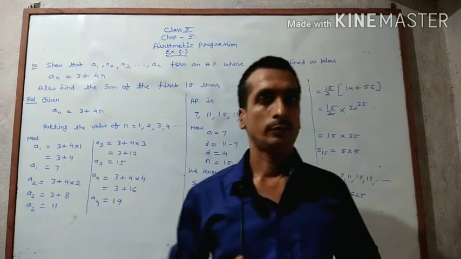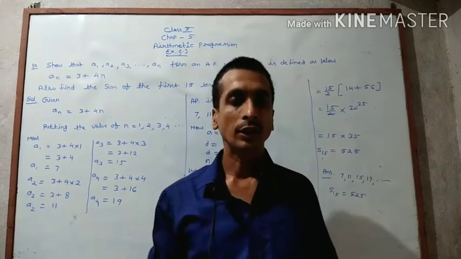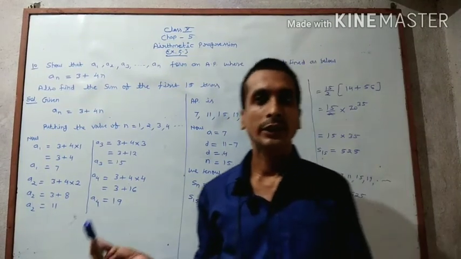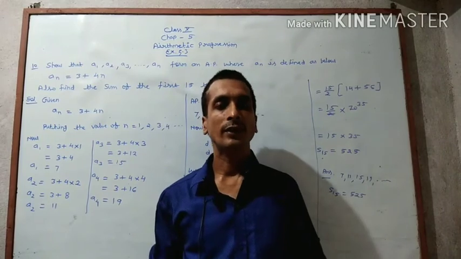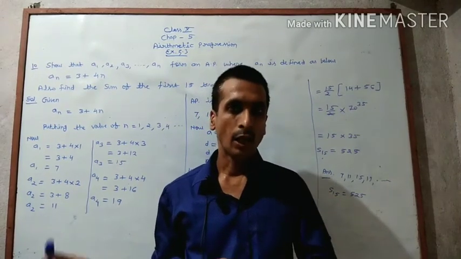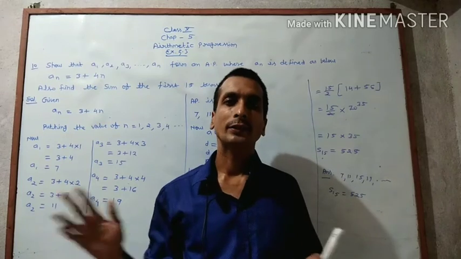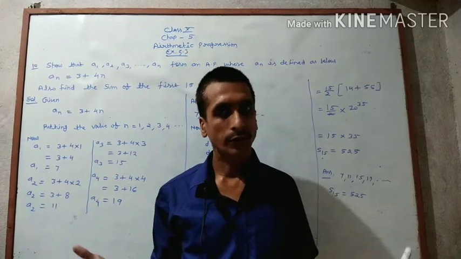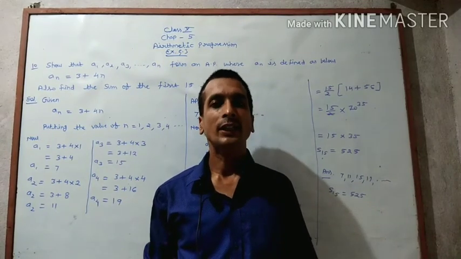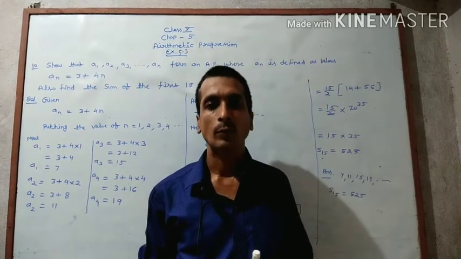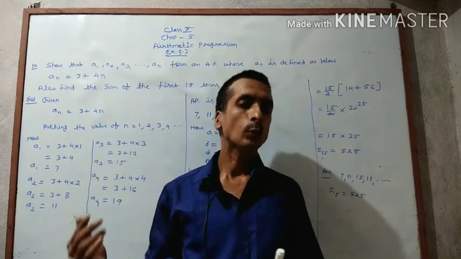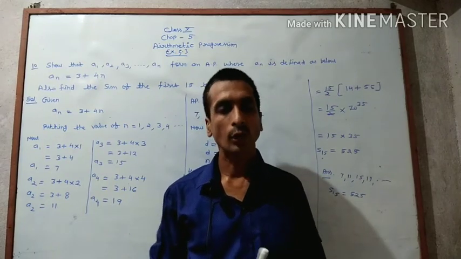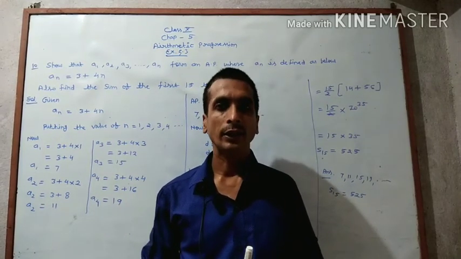In this chapter we have learnt three things. In the first exercise we learnt a plus d, a plus 2d, a plus 3d, which means how to find the common difference and the number of terms. And the next one, 5.2, in this there are formulas. One formula is an equal to a plus n minus 1 d, and the last one Sn equal to n upon 2, 2a plus n minus 1 d, or the second formula is Sn equal to n upon 2, a plus l. I hope you will understand, and definitely you will understand.